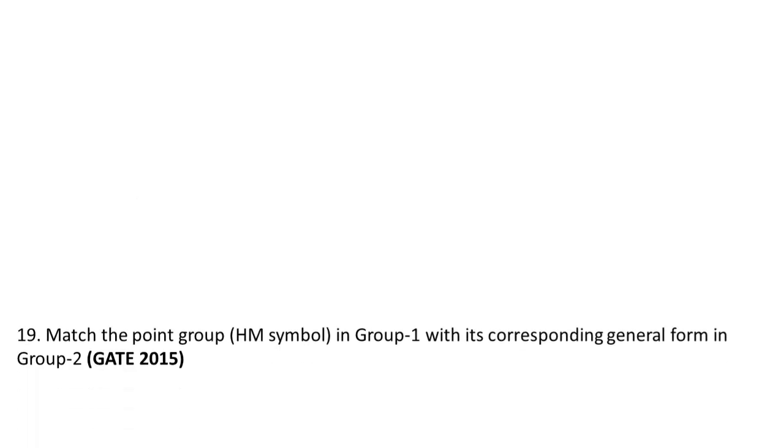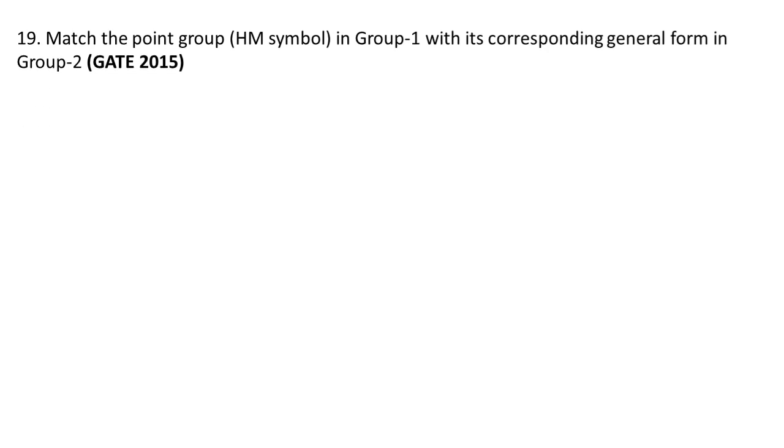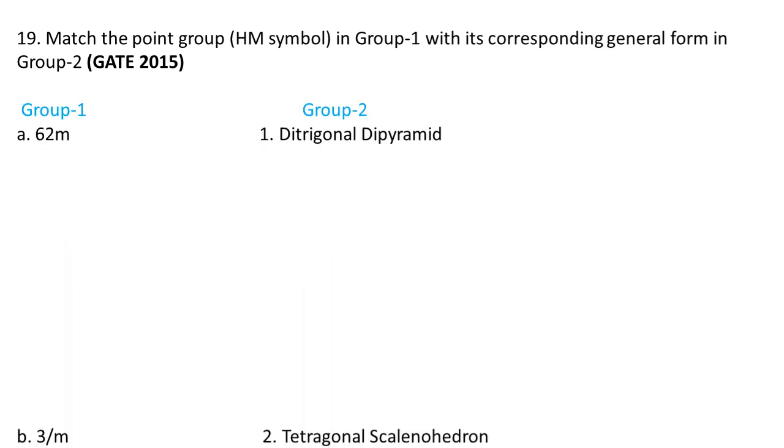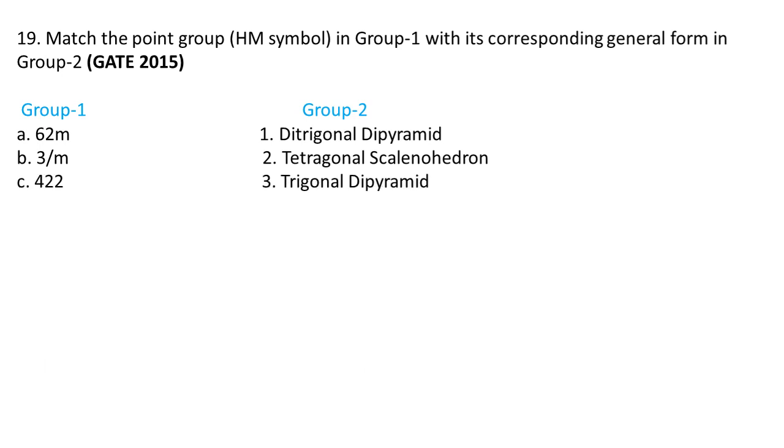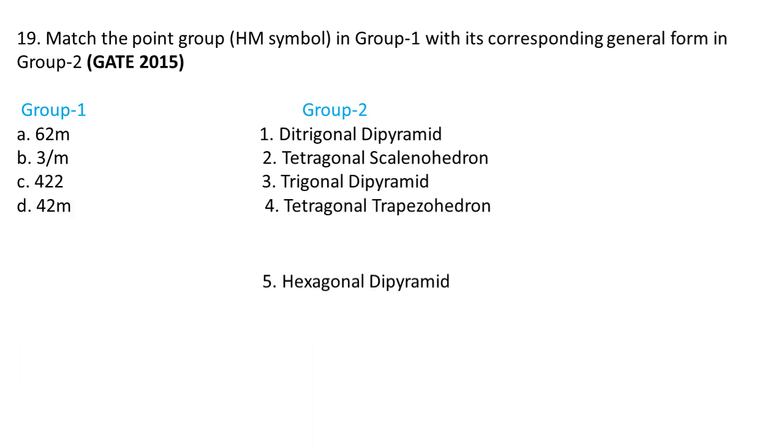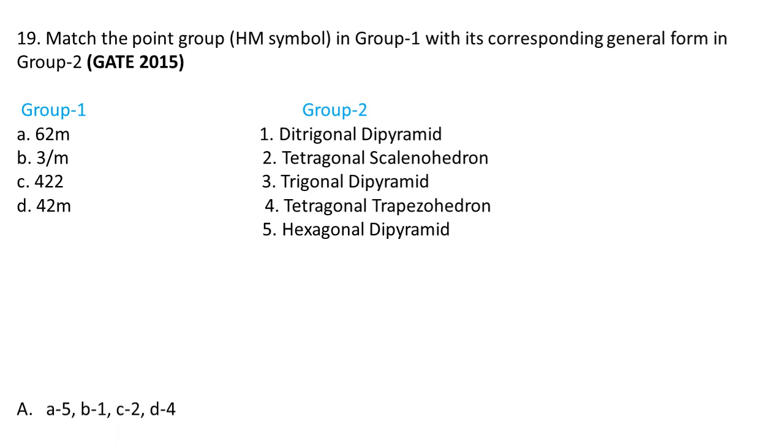Next question. Match the point group, that is the HM symbol, Hermann-Mauguin symbol, in group 1 with its corresponding general form in group 2. In group 1, the Hermann-Mauguin symbols are given like 6-2m, 3/m, 4-2 and 4-2m. In group 2, different forms of the crystals like ditetragonal dipyramid, tetragonal scalenohedron, trigonal dipyramid, tetragonal trapezohedron, hexagonal dipyramid are given, and the choices are A.